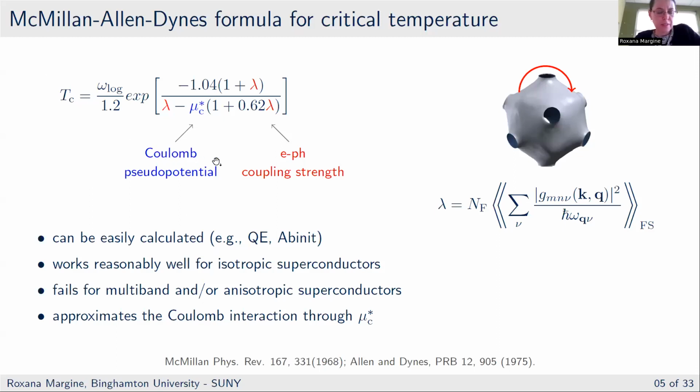For the next 20 minutes probably of my talk, I'm going to show you how we can derive the anisotropic Migdal-Eliashberg equations. And in fact, I should have mentioned that this Tc expression is based on a solution of the isotropic Migdal-Eliashberg equations.